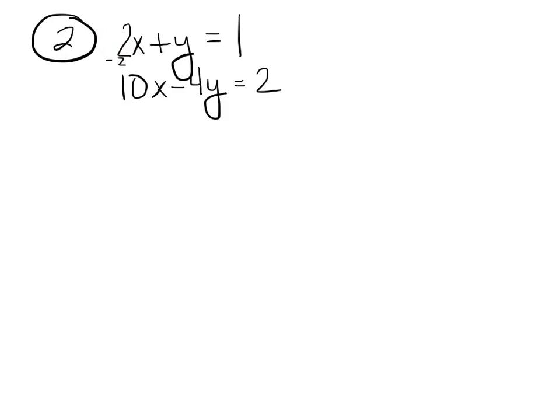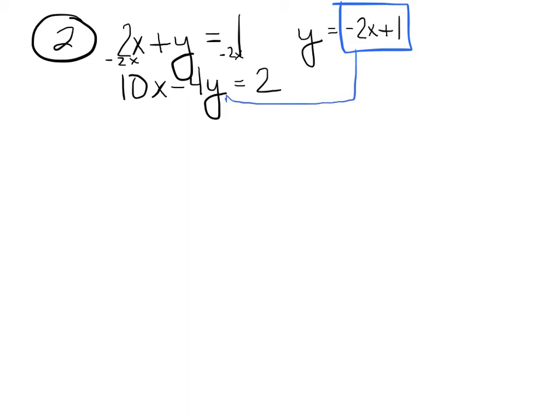So if I subtract 2x, that's going to give me y equals negative 2x plus 1. So I take this right here, the negative 2x plus 1, block it up, and I plug it in right there for y. So my equation would be 10x minus 4 times y. Y is negative 2x plus 1 equals 2.